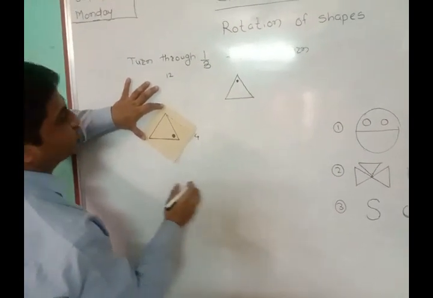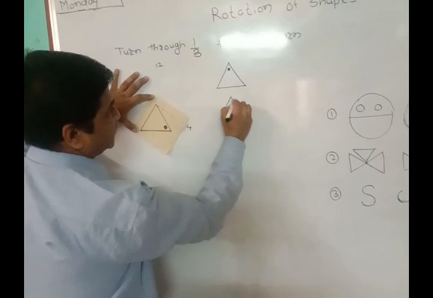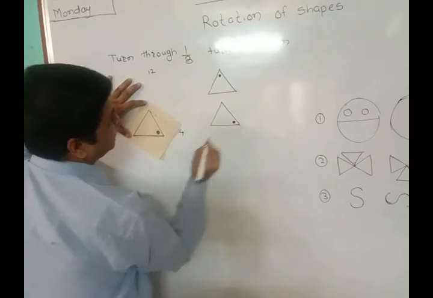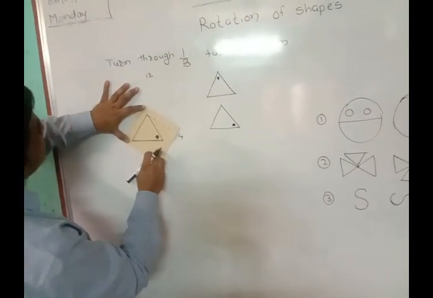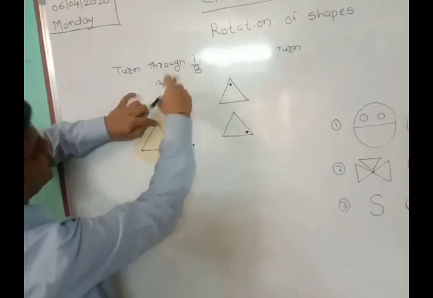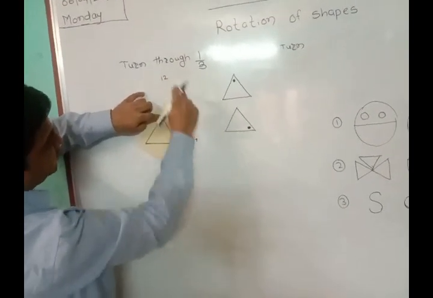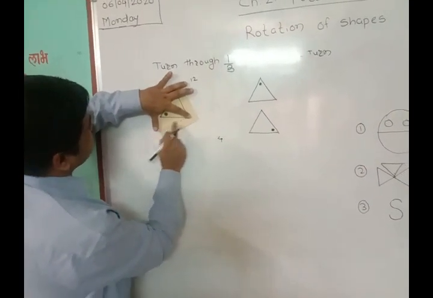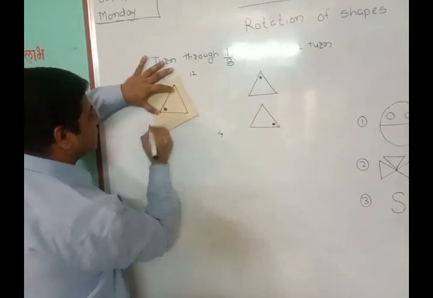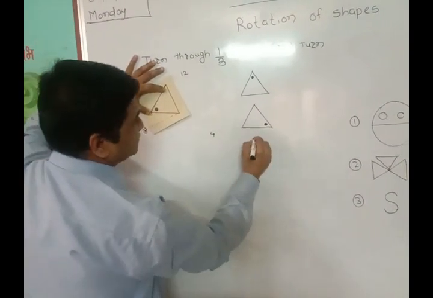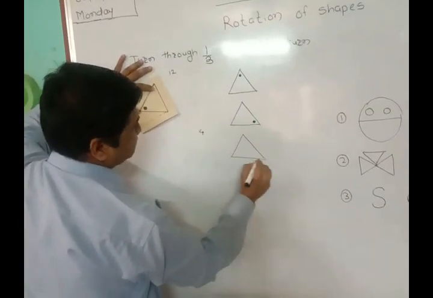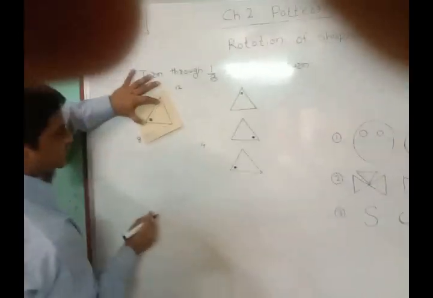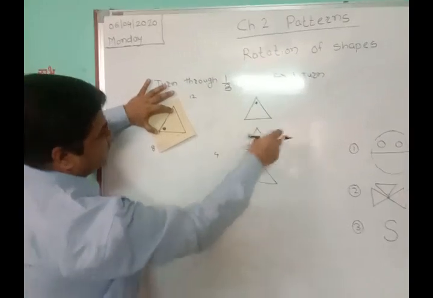First its original position. After turning it for 1/3 of a turn, your dot will be on the rightmost downward corner. Now we are going to turn it for next 1/3 of a turn, means we are going from 12 to 4, 4 to 8. Now after turning the triangle from 12 to 8, we'll see that the dot will be on the leftmost corner, and the triangle appears to be as it is.